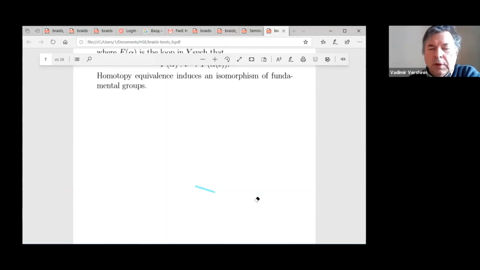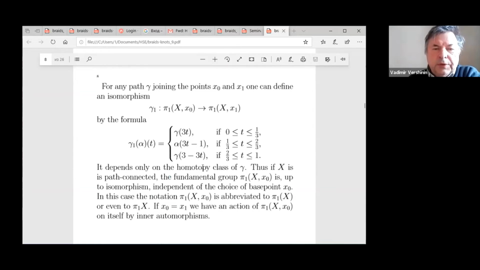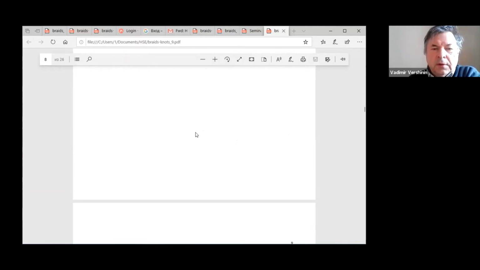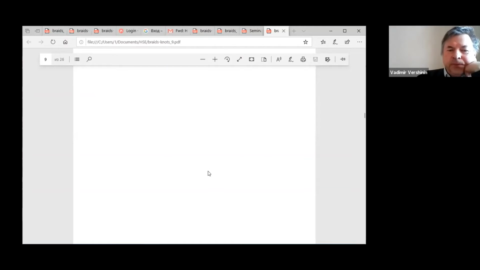Very good. So this is how the fundamental group behaves. Some definitions: a topological space connected by arcs with trivial fundamental group is called simply connected.